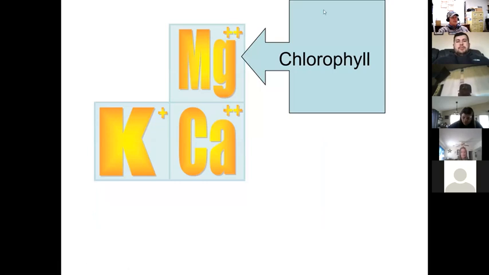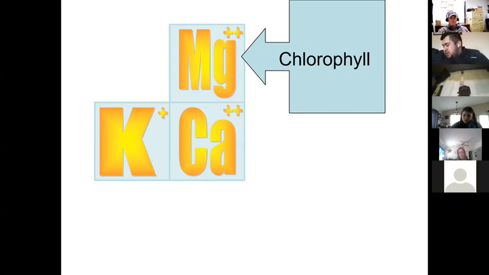All right. Magnesium is an integral part of chlorophyll. And so let's see, Rod, what's the role of chlorophyll in a plant? I can't hear you. Let's see. Chris, do you want to weigh in? What's the role of chlorophyll in a plant?